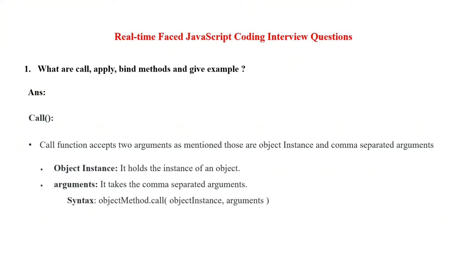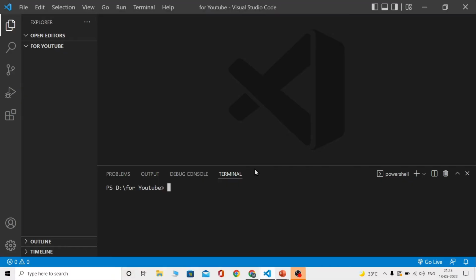The syntax is object method dot call. In parentheses, you pass the arguments. Call invokes the function immediately and allows you to pass the arguments one by one. I will explain very clearly what the call function does. Let's go to VS Code.